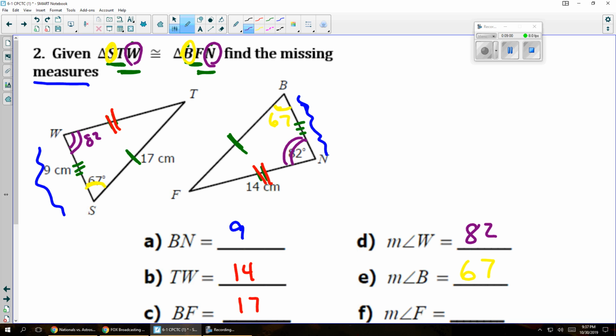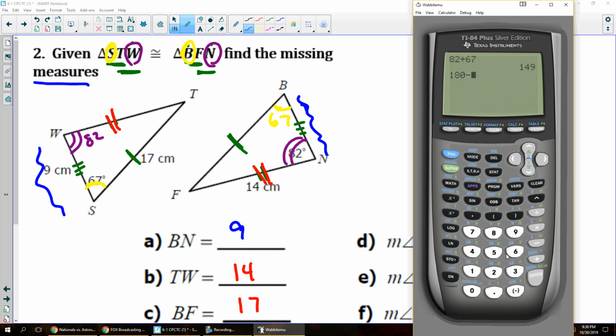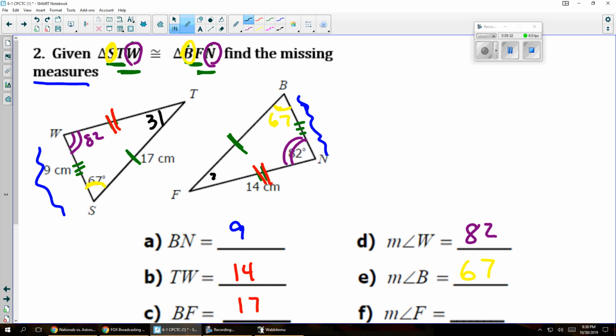Now, how would I find that third angle? Well, it's going to be the one that adds the 3 angles up to 180. So I'll look here on my calculator: 82 plus 67. That's what I've got so far. So 180 minus 149 tells me that the angle that's left must be 31. That's this angle here, which is also going to be this angle here, 31. Corresponding parts of congruent triangles are congruent.